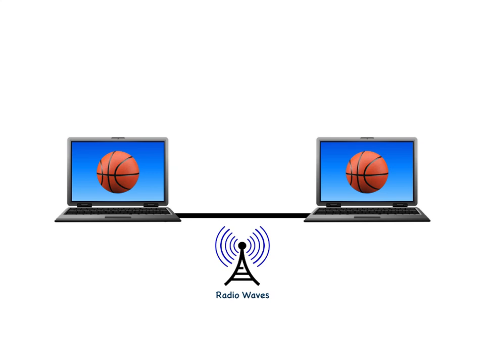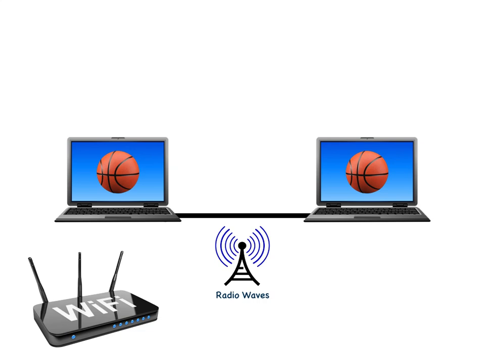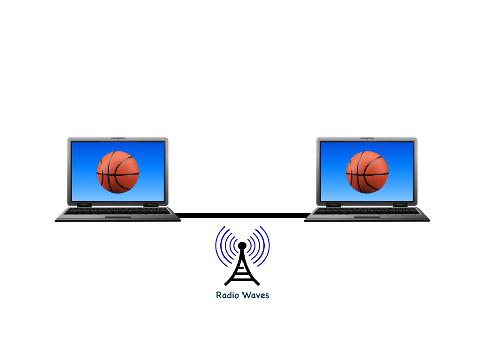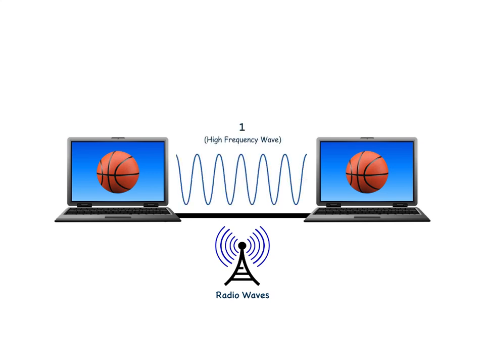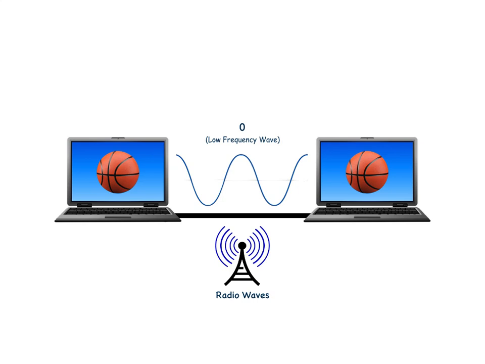Radio waves. Examples of hardware that use radio waves to transmit data include Wi-Fi routers, which you may have in your home, and cell towers, which is what cell phones use to transmit data from one location to the other. So, how do radio waves communicate data? Well, it does it through high frequency waves and low frequency waves. A high frequency wave signifies a 1, and low frequency waves signify a 0.